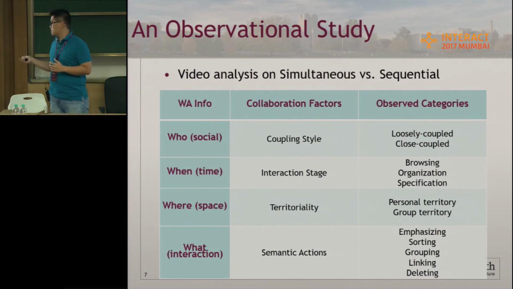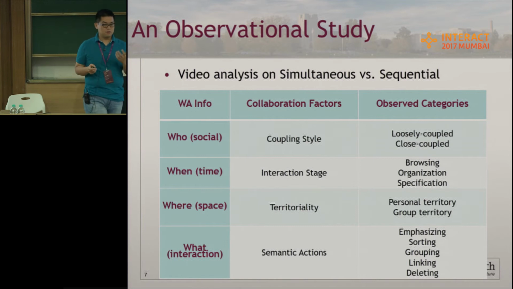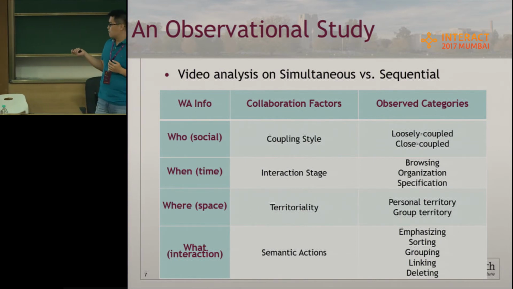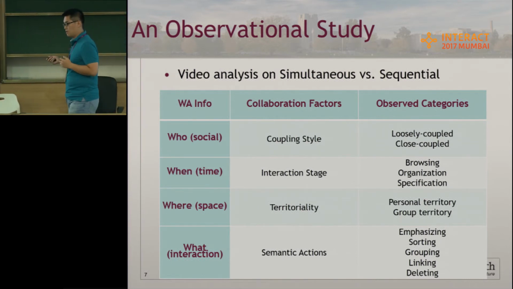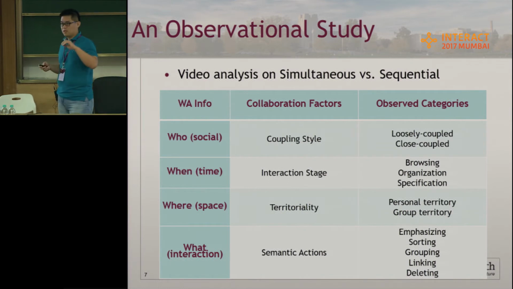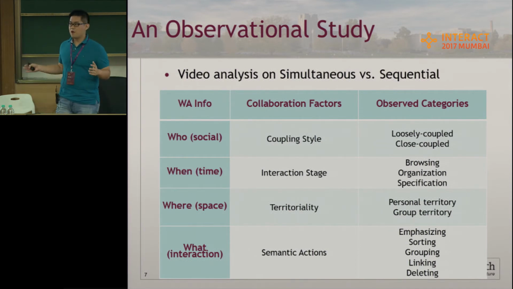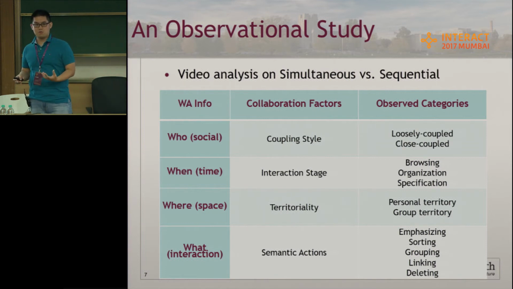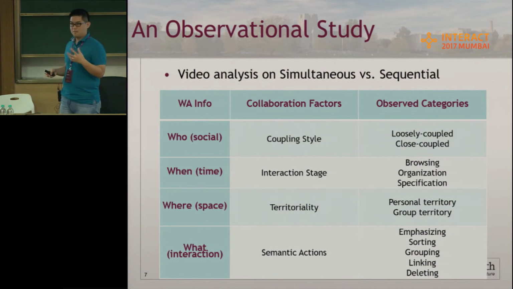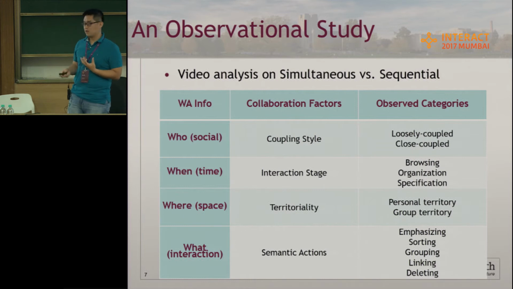For semantic interactions, we observed five different semantic actions. Emphasizing is when the user zooms in on a card, or points to the cards. Sorting is laying out cards, comparing them, thinking about the best one, picking it, and finally maybe recommending the cards to others.